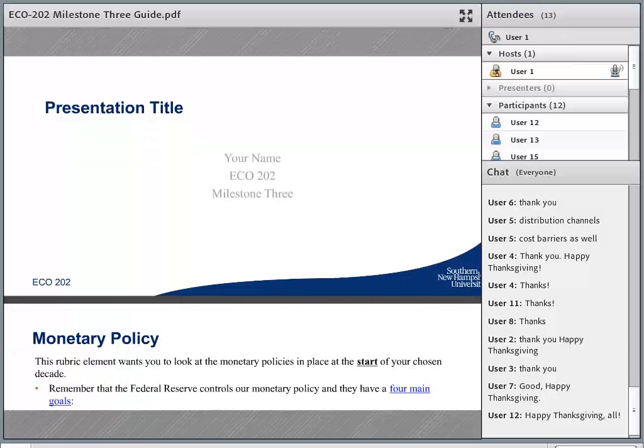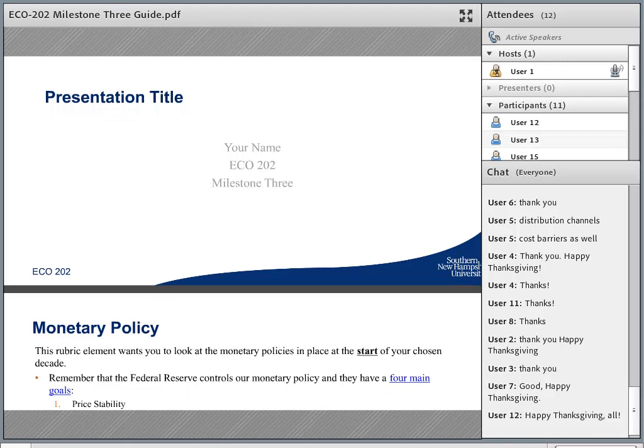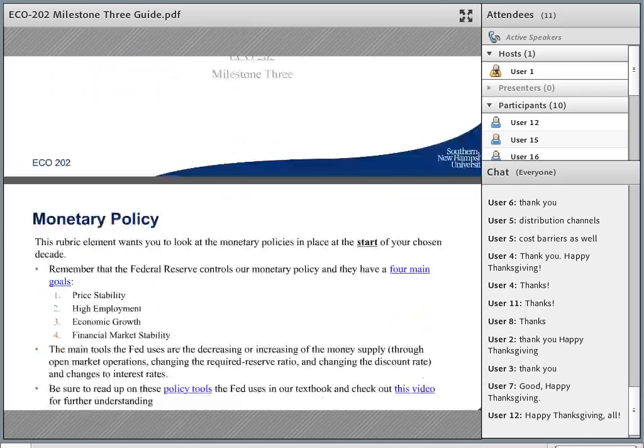For anyone who joined us last week, we went over Milestone 2, which was fiscal policy, and this week's milestone is monetary policy. So you'll notice that the setup is largely the same, and so the advice in terms of tackling each of the rubric elements is going to be pretty much the same. But of course, you're going to be looking at a different set of policy tools in this instance.